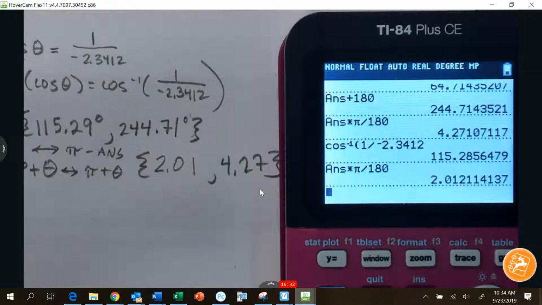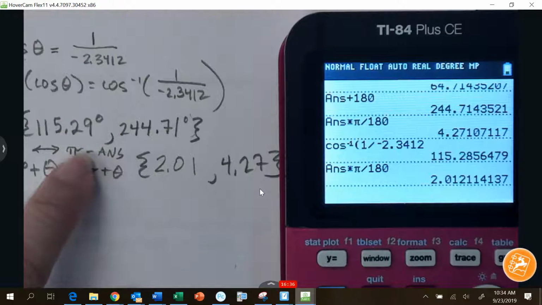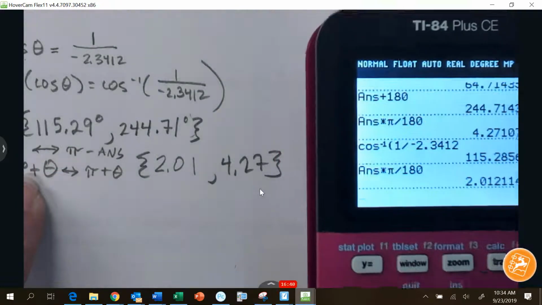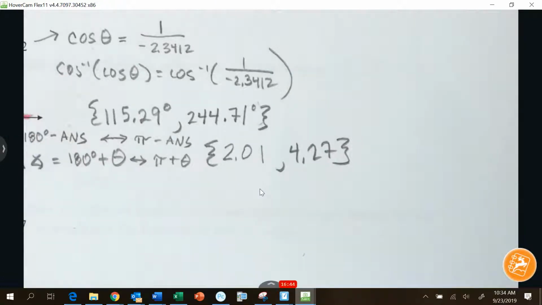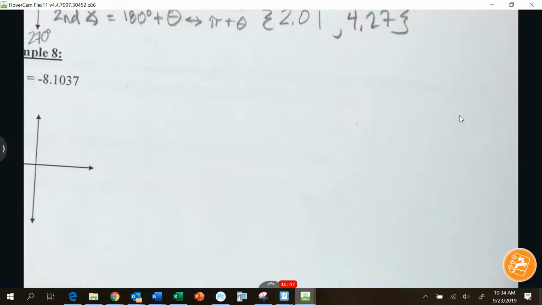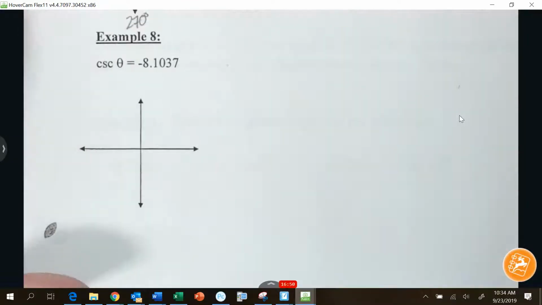Or like I said, you can just change your calculator mode to radian, do the exact same problem again, use pi instead of 180. Either is fine. What I would encourage you guys to do is show your work, so when I go to grade things, I know what you did. Because if it's all in the calculator, I have no idea.